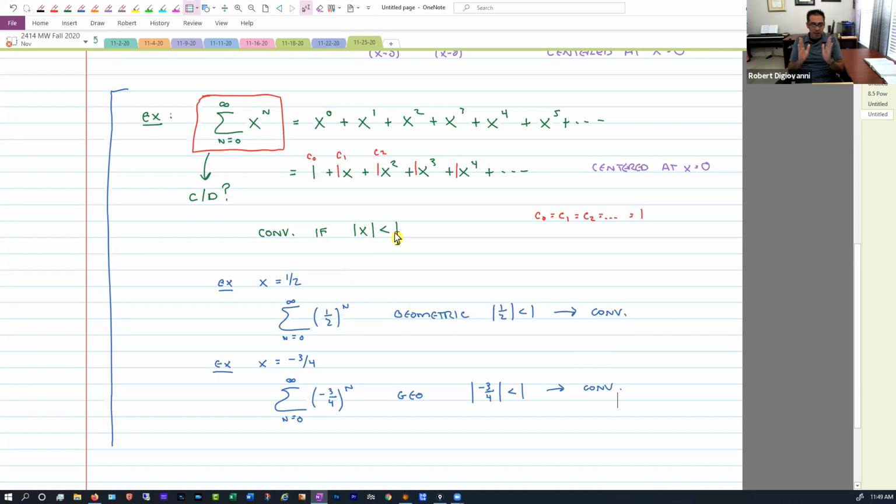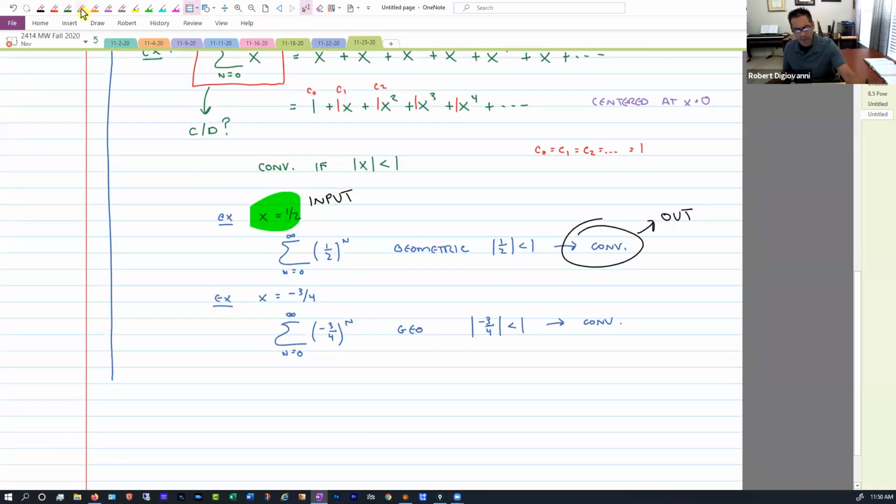Now think about this. This is a big deal right now, okay? What we're saying is that this thing in red, this power series, if you plug some values of x into it, it will give you an output. So if you give it an input, as long as that input satisfies this, then you're going to get an output. Convergence means you're going to have an output. Input, output.